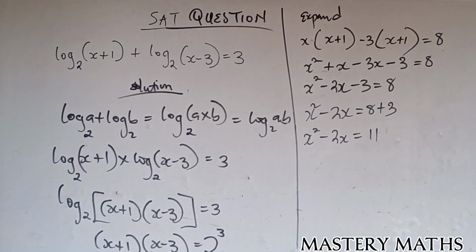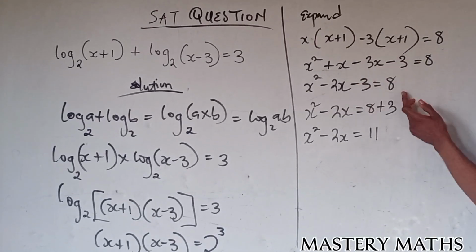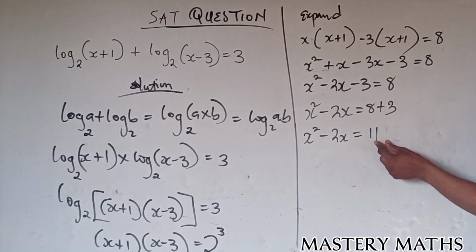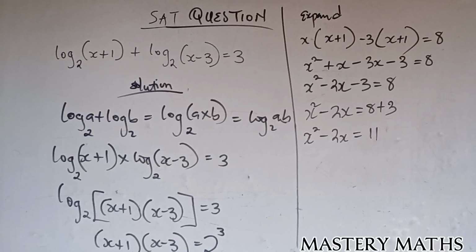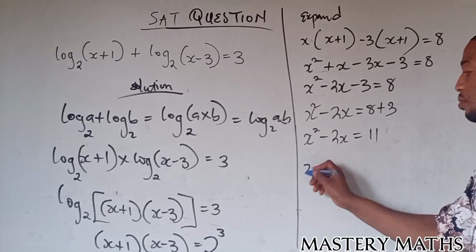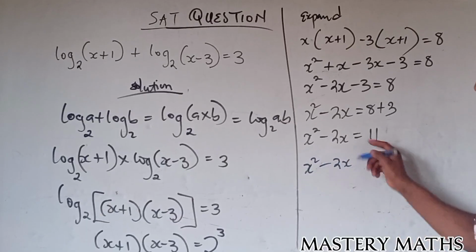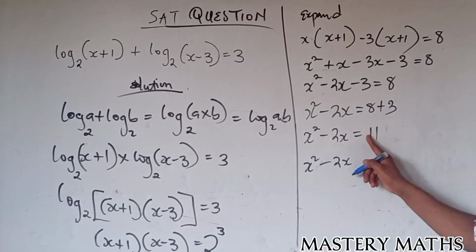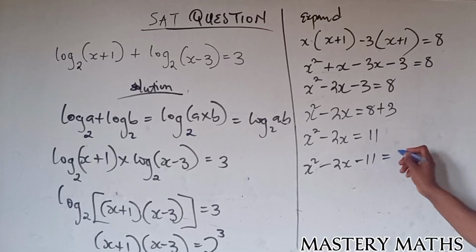So what we did now, we collected our like terms. We took the minus 3 outside, it becomes plus, we added it, and it gives us 11. Now let's bring this positive 11 inside. It becomes x squared minus 2x, and when the positive 11 comes inside, it becomes minus 11 equal to 0.